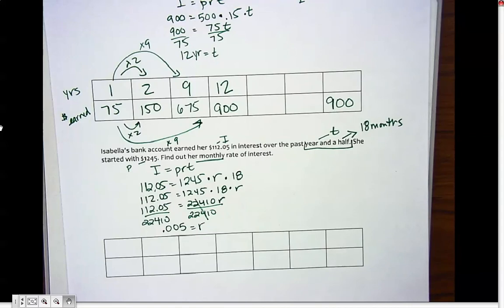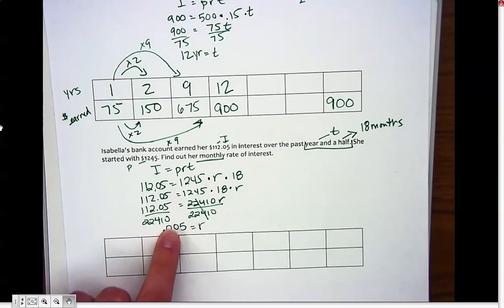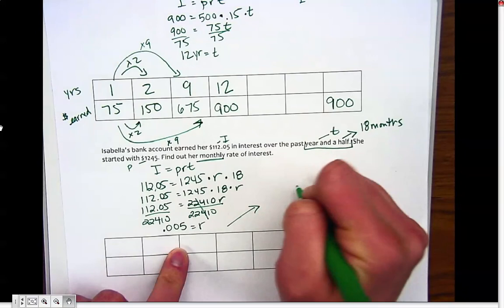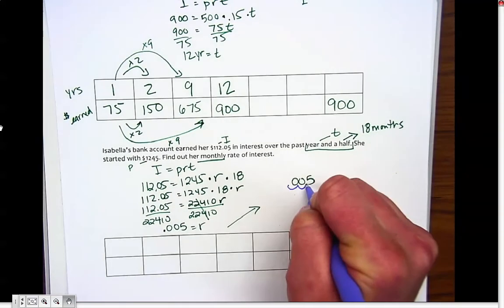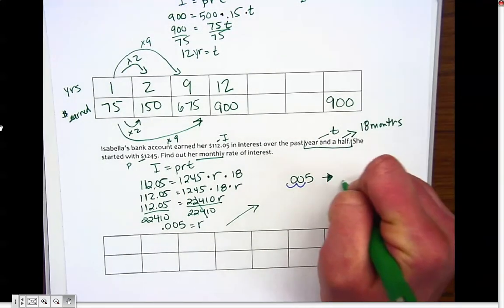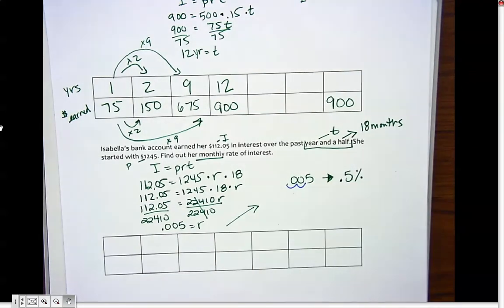Well, this is the decimal form, which means it looks smaller. So I need to move my decimal point over 2 times. Here is 0.005. Move my decimal over 2 times, 1, 2. So that means that she's getting an interest rate of 0.5% interest every month. Not even a full percent, but 0.5%.